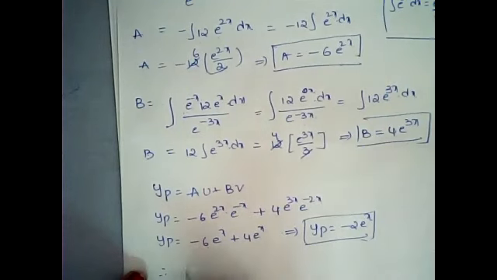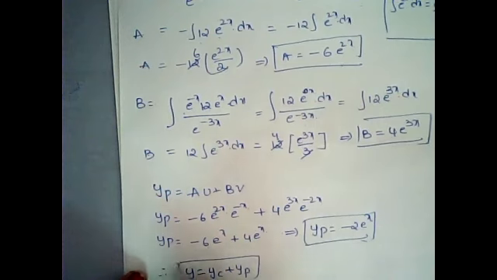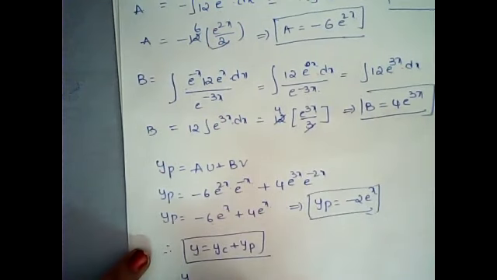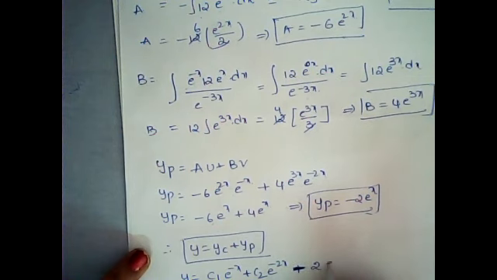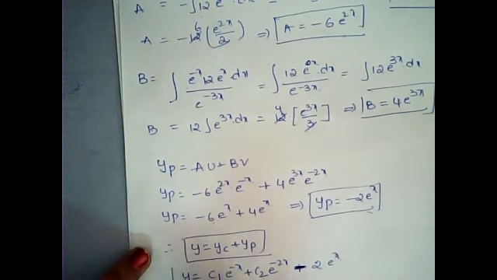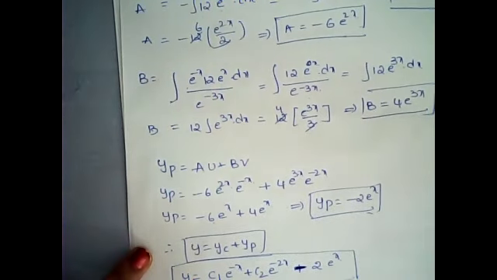So therefore, y is equal to yc plus yp here. So what is the yc we got here? Y is equal to C1 e power minus x plus C2 e power minus 2x, and yp we got it as minus 2 e power x here. So this is the required solution for the given question.